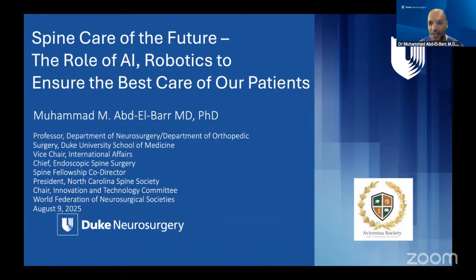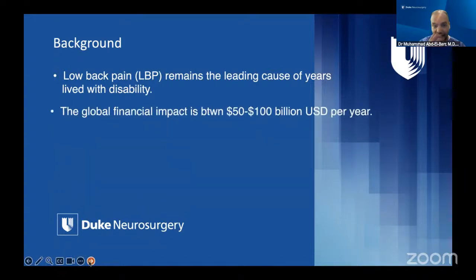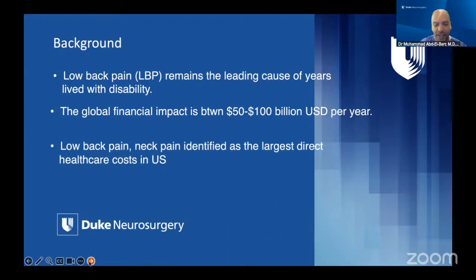So today I'm going to be talking about spine care for the future, the role of artificial intelligence and robotics. Here are my disclosures. If we look at the background, low back pain is a major problem. It's the leading cause of years lived with disability. The impact is about 50 to $100 billion per year, and it's the largest direct healthcare cost in the United States.